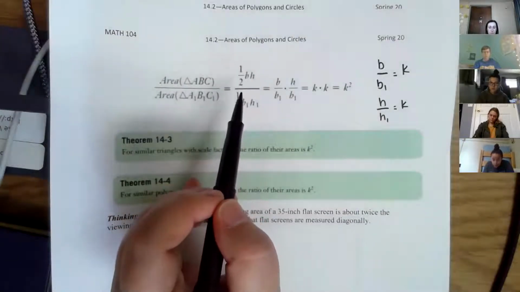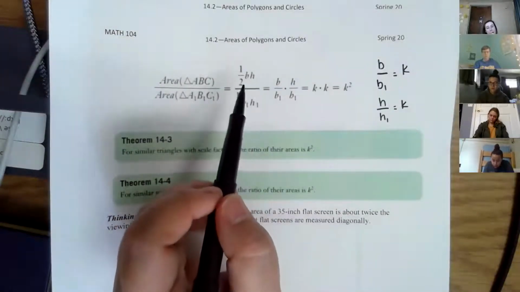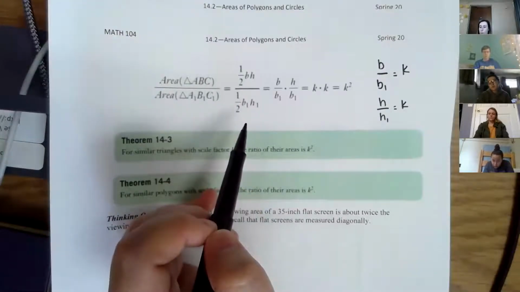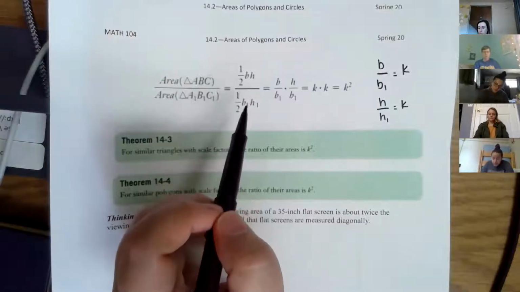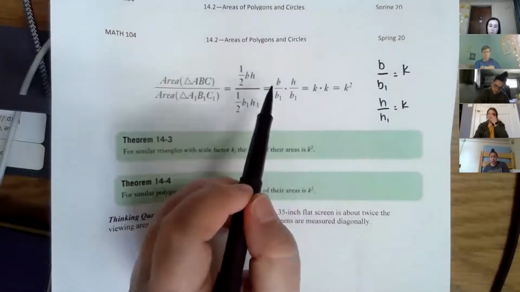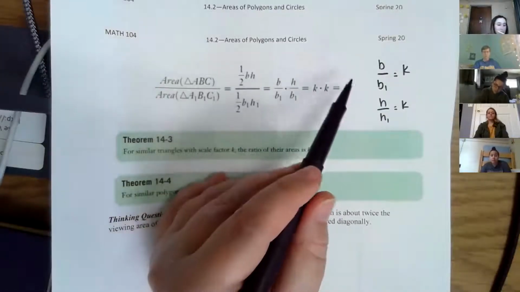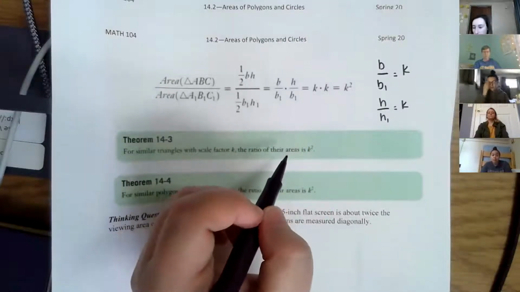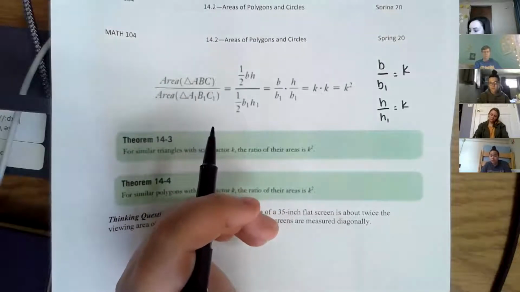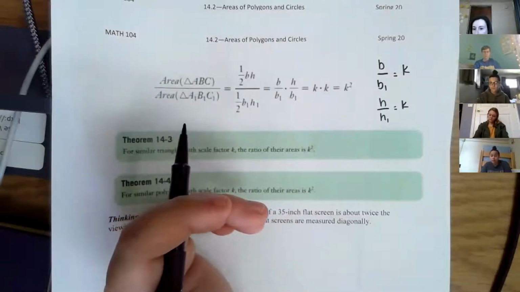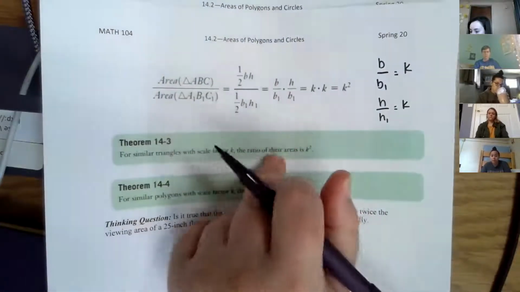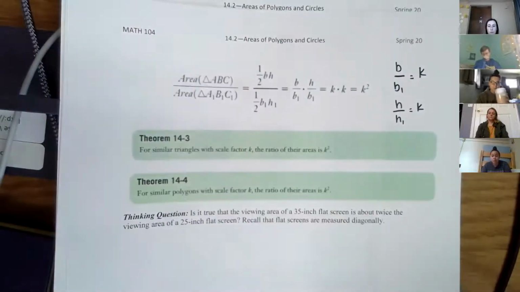So if I put these over each other, the big triangle over the small triangle, the 1/2 would cancel. Then I would have B over B1 times H over H1, just from fraction stuff. Well, this is K and this is K. So the relationship is K squared instead of just K. It makes sense, because for linear measurement the degree of the units is 1, but in area the degree of the units is 2, because we're talking about 2 dimensions.